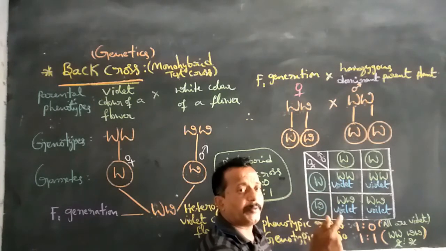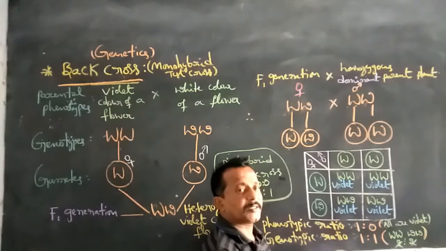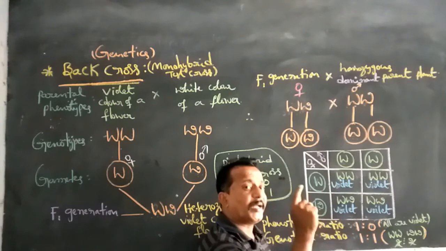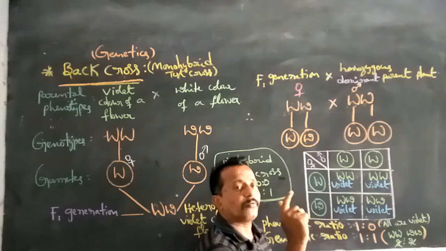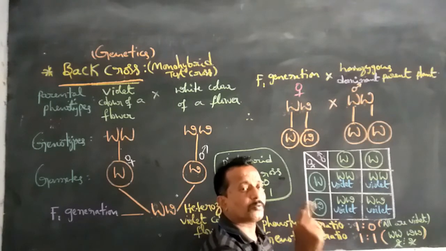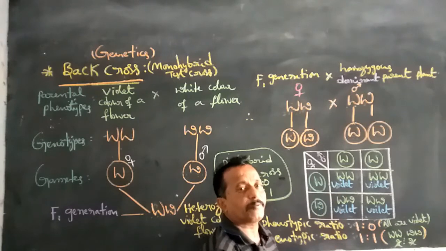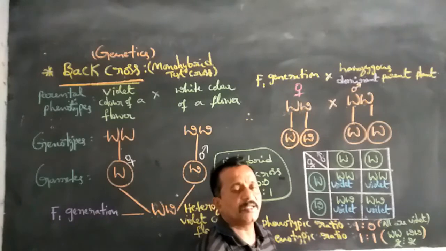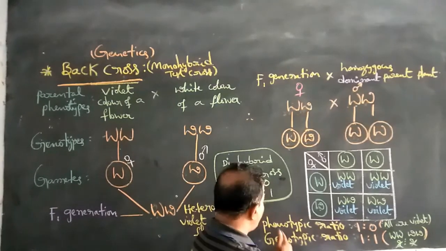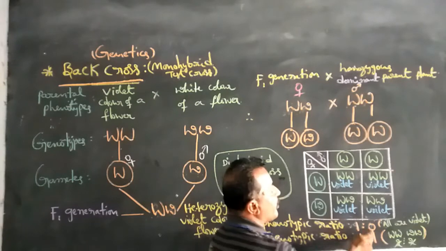In a monohybrid back cross, the phenotypic ratio is 1:0, meaning 100% violet color of the flowers will be produced, and no white color of the flowers. Only the one parental character will be produced again in the F2 generation. That is 1:0. And in a monohybrid back cross, the genetic ratio is 1:1.